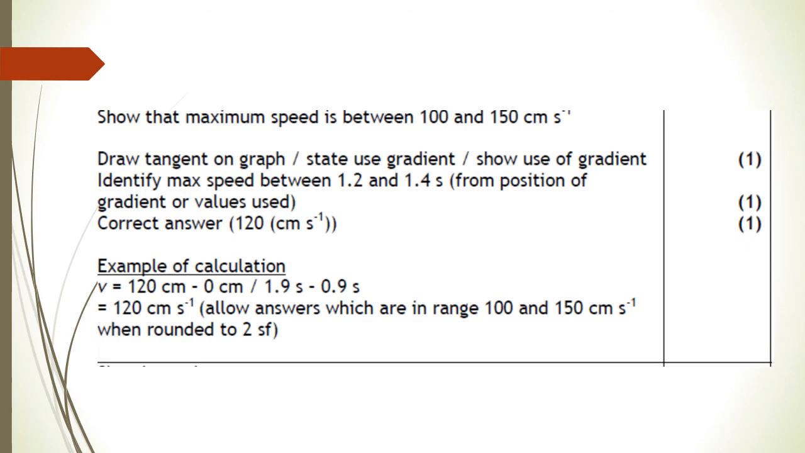The calculation is given. V is 120 centimeters minus 0 centimeters divided by 1.9 seconds minus 0. This is how they found the gradient. Then we will get the answer 120 centimeters per second. When you draw a tangent you will get your own value, the height of the gradient, and it will be different from this. So it's an example calculation, so you have to find your own value.